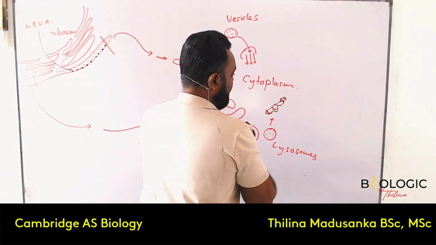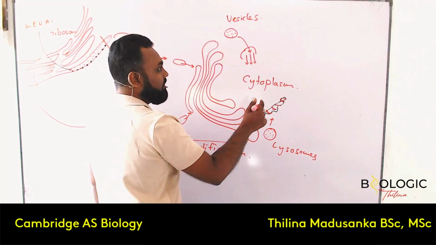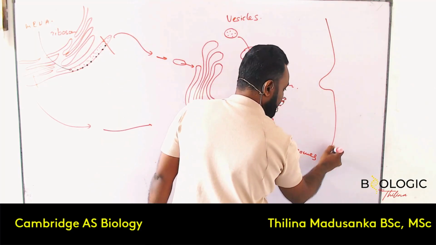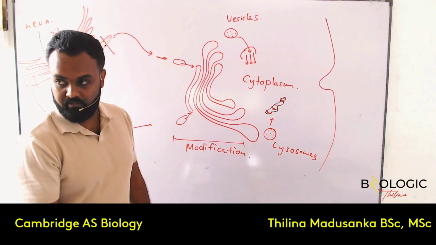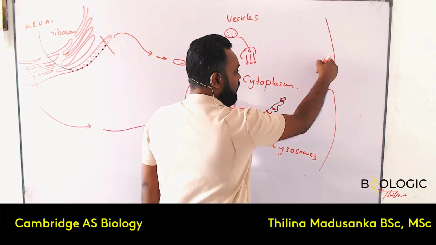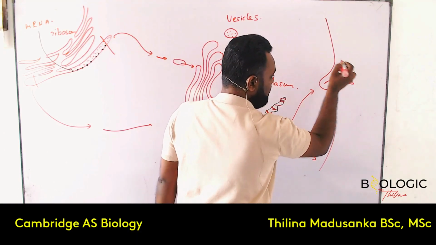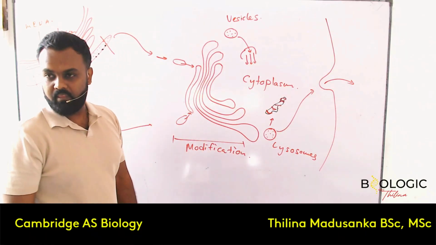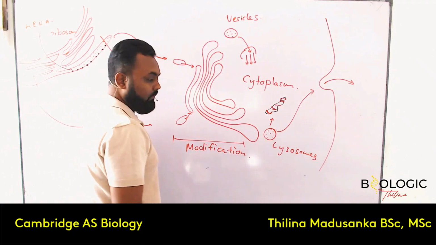Sometimes, for example, let's say this is a kind of cell that secretes digestive enzymes to the outside, like the cells in the stomach, they are secreting enzymes to the outside, right? Then what happens? These lysosomes will move to the cell surface membrane and fuse with it, releasing the enzymes to the outside. So they can digest outside of the cell. Until then they keep it inside the lysosome.